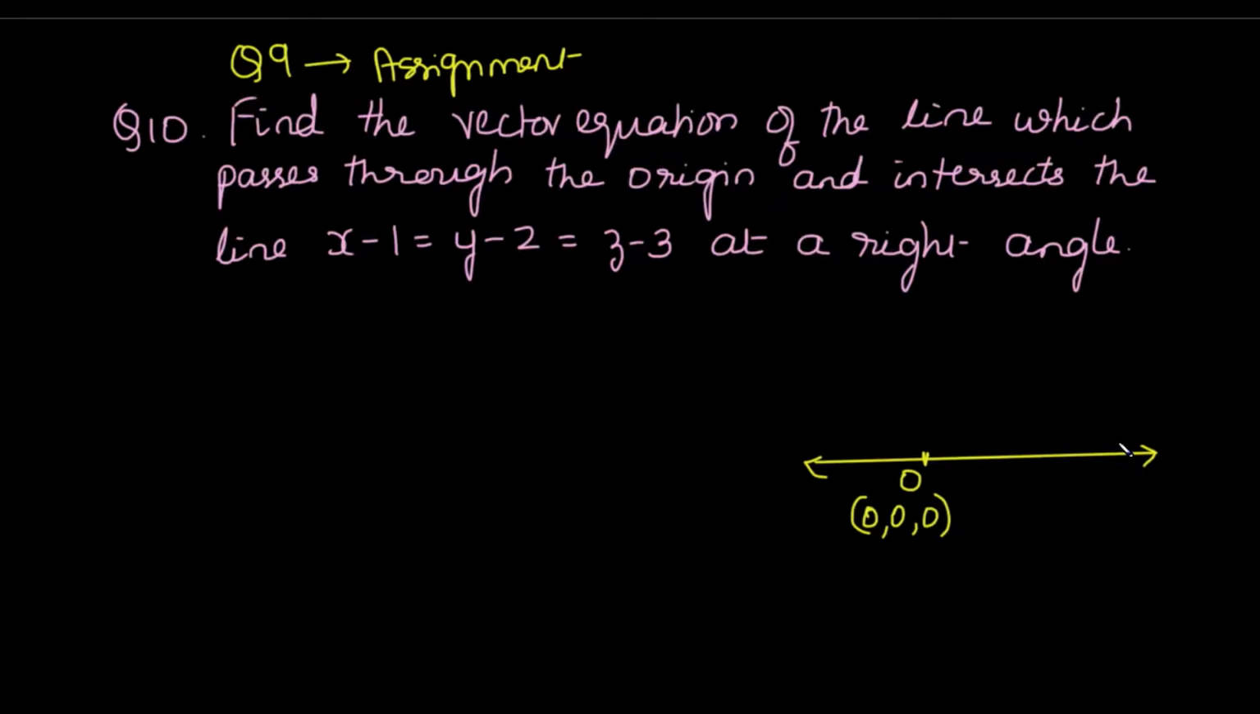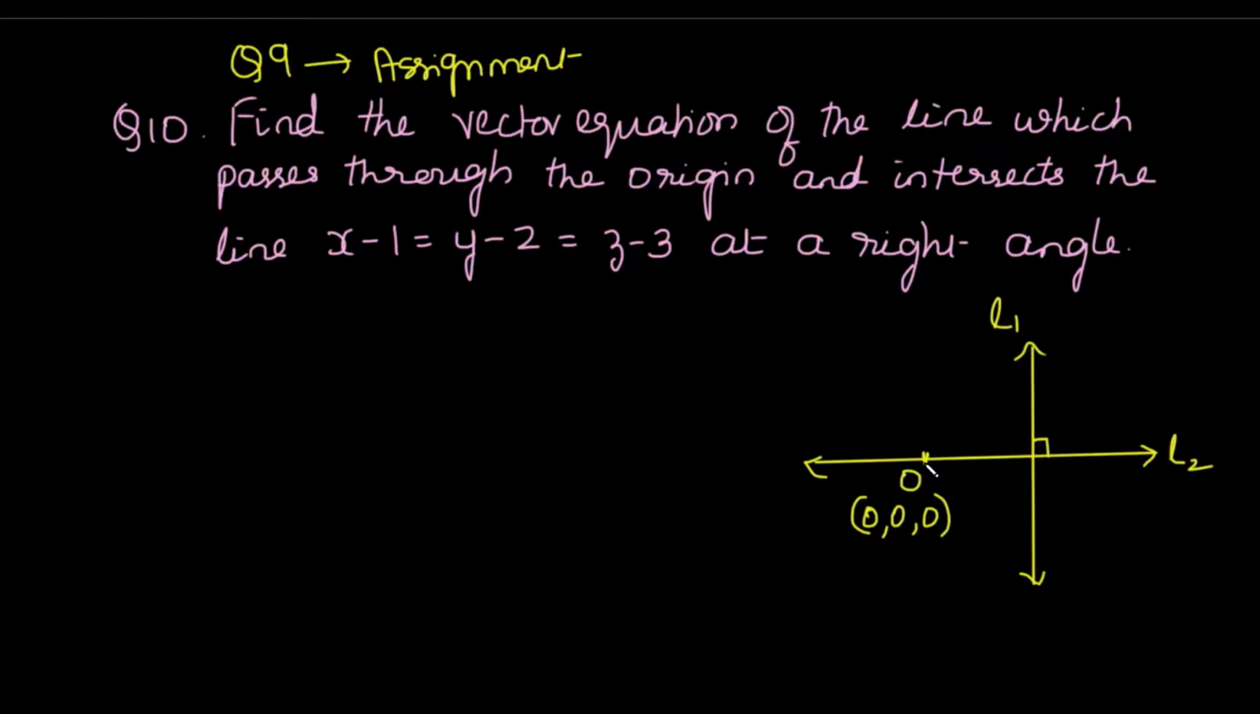Also, the given required line is perpendicular to another line. Say this is the particular line, say L1, and this is L2. So this L1 has the given equation. They have given us the equation of L1 as x minus 1 is equal to y minus 2 is equal to z minus 3. And L1 and L2 intersect at right angles. So we are supposed to find the equation of L2.